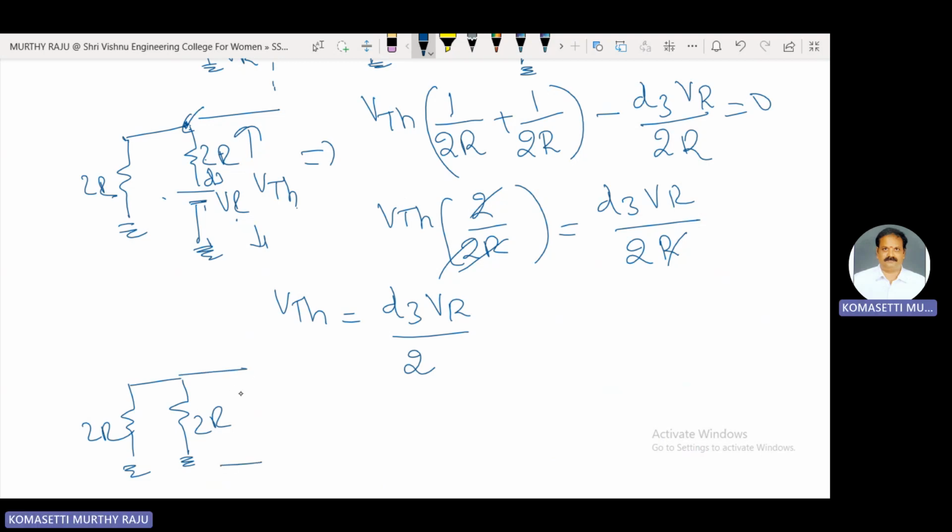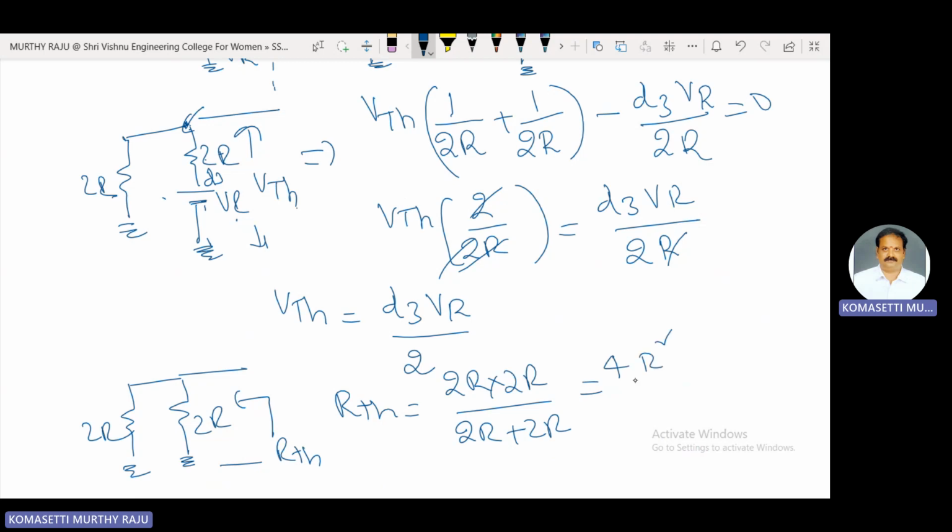Find out RTH, Thevenin's resistance. RTH is equal to 2R into 2R by 2R plus 2R. That is equal to 4R square by 4R. That is equal to R.